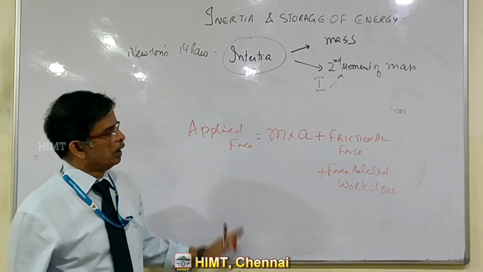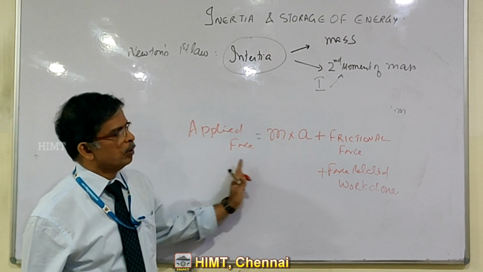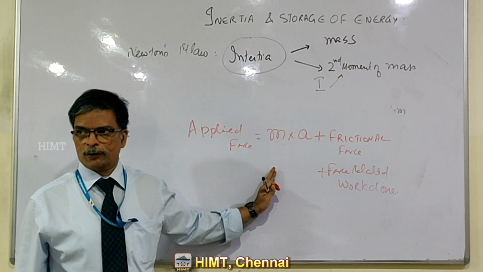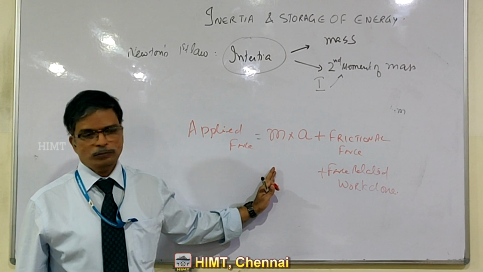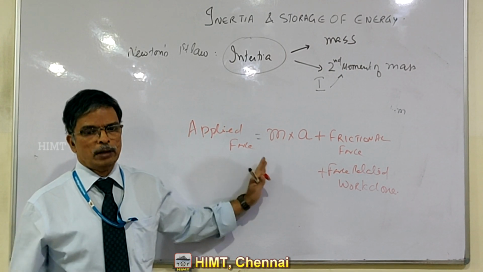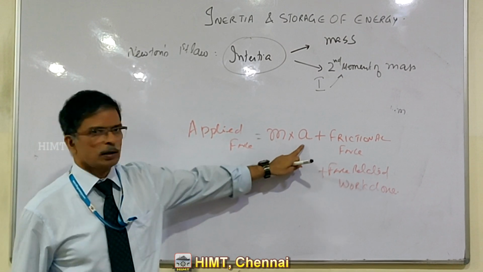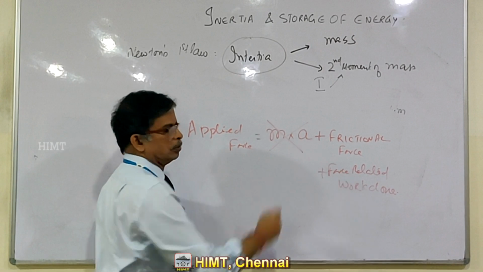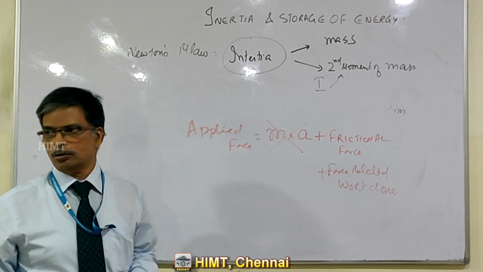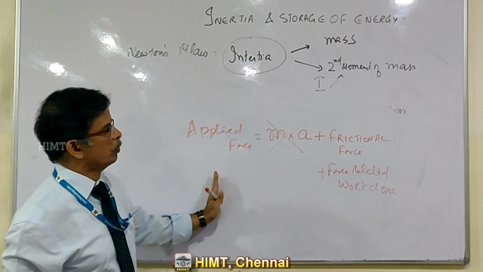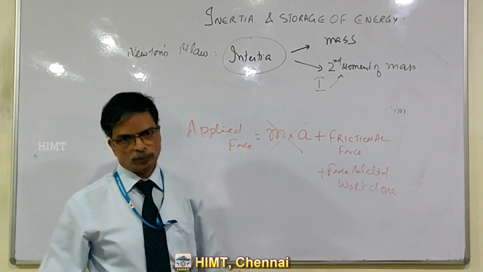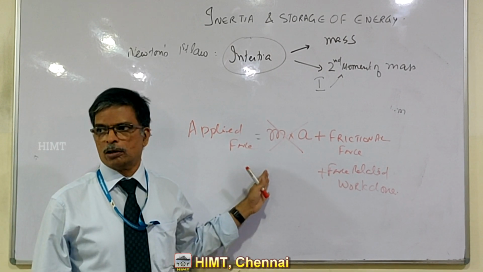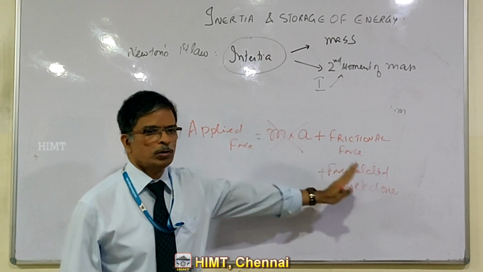right? And whenever any motion takes place at constant velocity, what will happen then? Anything that happens at constant velocity, acceleration will be zero. So for constant velocity, this whole part becomes zero, and you are left with only this. Applied force will be equal to these forces. So very often, when any object moves at constant velocity, you will only see this equal to this part.